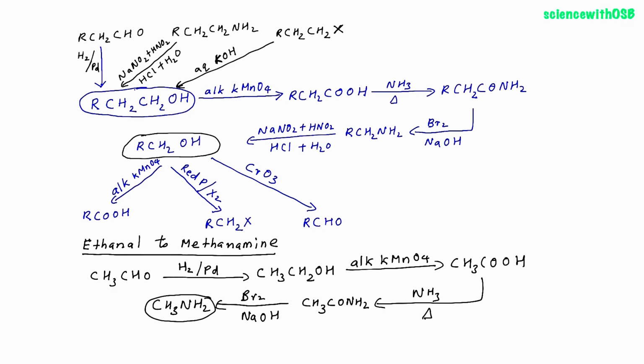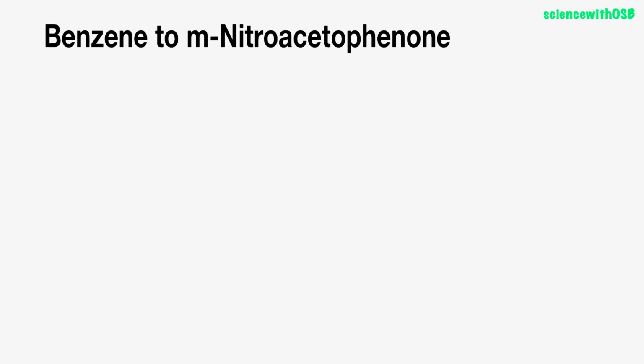Okay, so this trick is very, very effective for finding lower homologue of different functional groups. Benzene to meta-nitroacetophenone. Before starting the conversion, we can draw the reactant and product. What is the reactant? Benzene, right? Benzene. Okay, and what is the product?